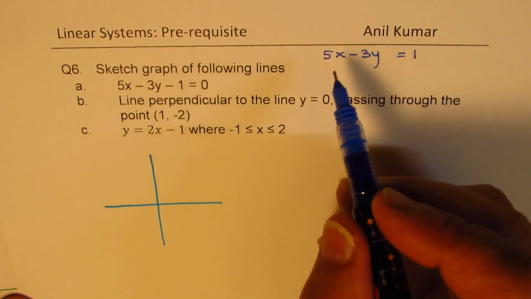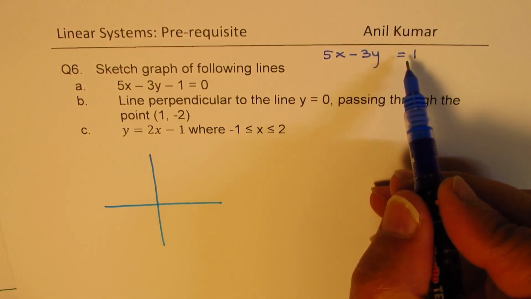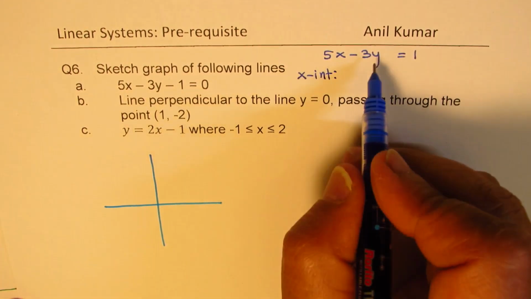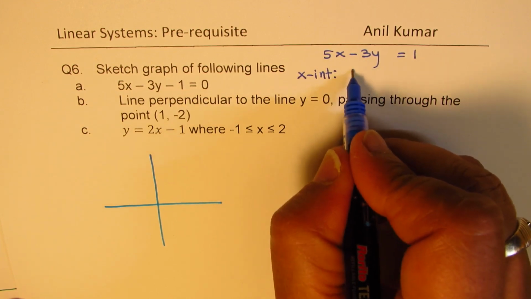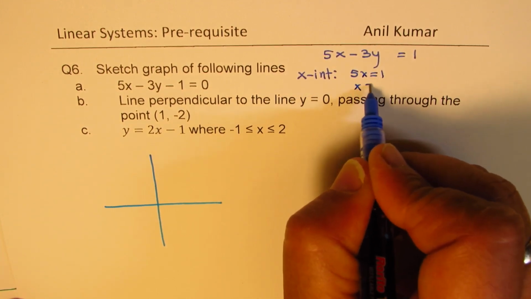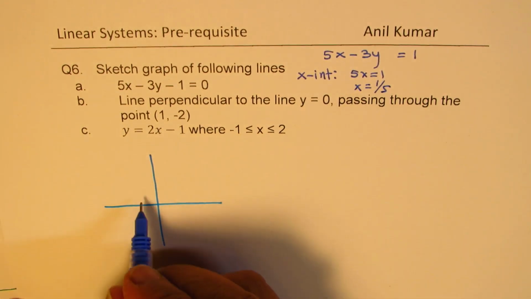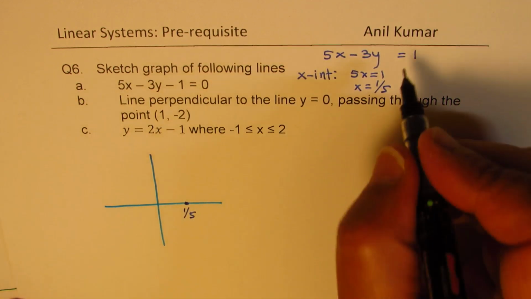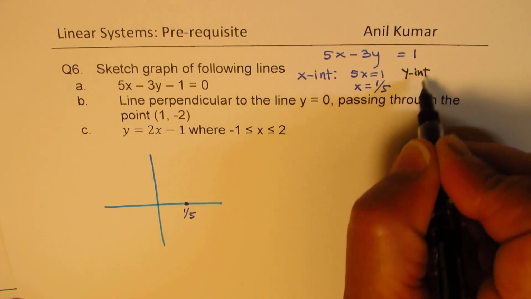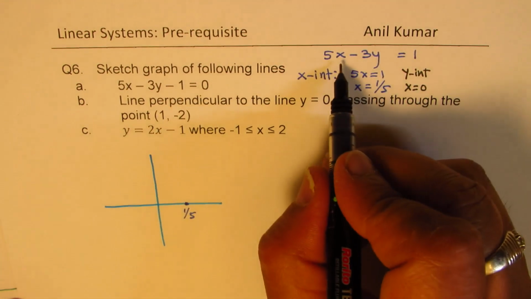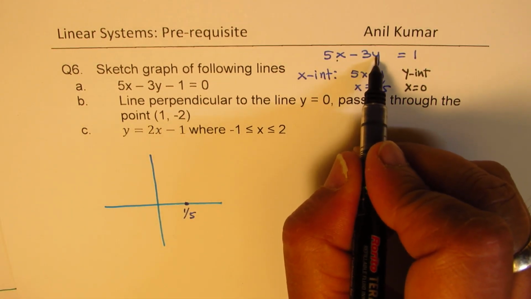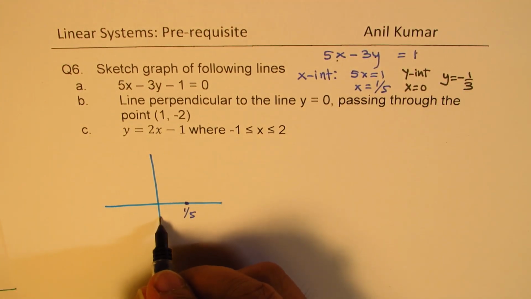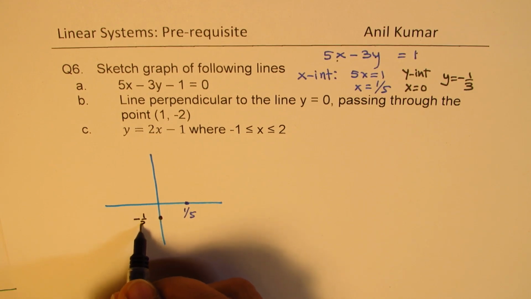Whenever you're given in this form, it's good to find x and y intercepts, right? So what is the x-intercept? X-intercept will be substituting y as 0. So we get 5x equals 1, or x equals 1 over 5. So let us say this point is 1 over 5, the x-intercept, right? Now let us find the y-intercept. Y-intercept means x equals 0. So if I substitute 0 here, I get y equals 1 over minus 3. So we get y equals minus 1 over 3. Let's say this point here is minus 1 over 3.